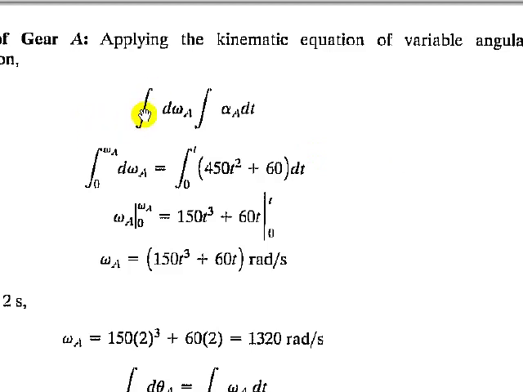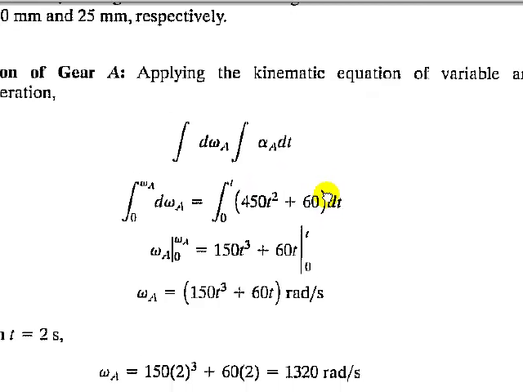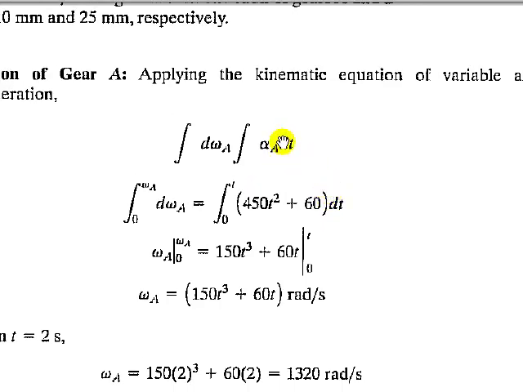So the integral of d omega is equal to the integral of alpha dt, and we have alpha as a function of time, which was 450 t squared plus 60 dt, going from 0 to a dummy time, integrating d omega going from 0 to a dummy omega, which is going to give us omega A at these limits. Integrating the 450 t squared plus 60, we get 150 t cubed plus 60t, evaluating the limits from 0 to t, which means the 0 drops out, so omega is a function of time.